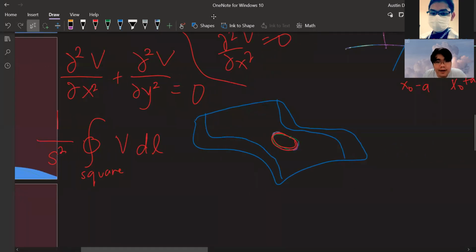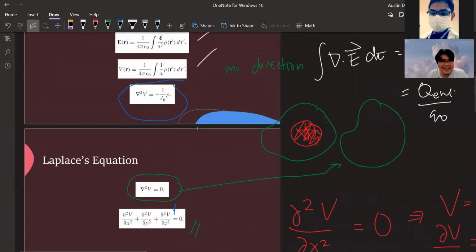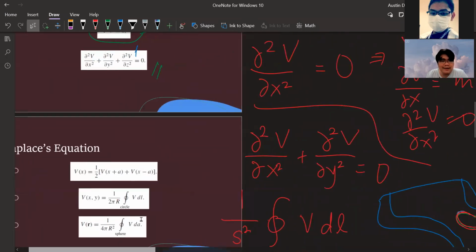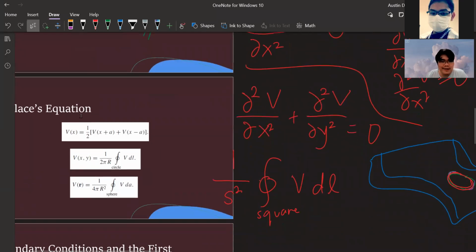Yan, may chat. Sir, ano po ulit mangyayari kapag may charge po sa loob ng region na kinukuhanan ng potential? Okay. Wala pa tayo dun sa part na yun. Hindi pa natin alam kung ano mangyayari actually. Itong part na to, yung Poisson's equation, may charge sa loob pag ginawa mo ito. Okay? So, hindi pa natin siya tatalakayin ngayon. Tinignan lang muna natin kung paano yung behavior ng potential kapag Laplace equation. Okay?